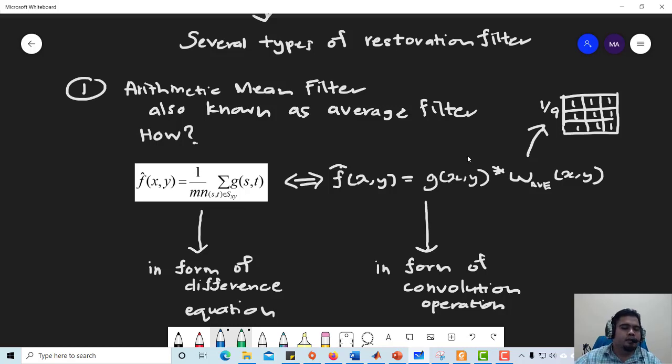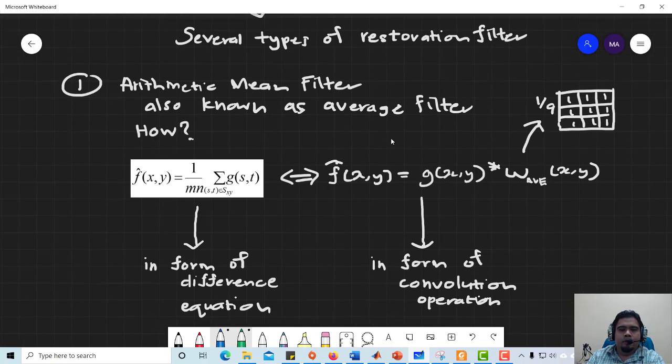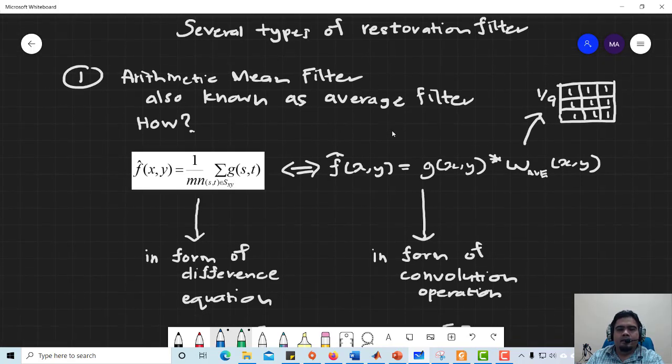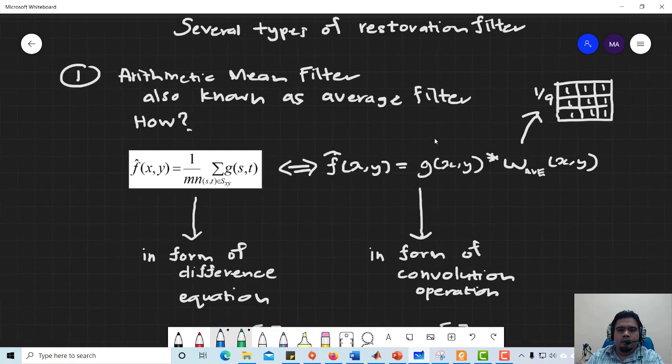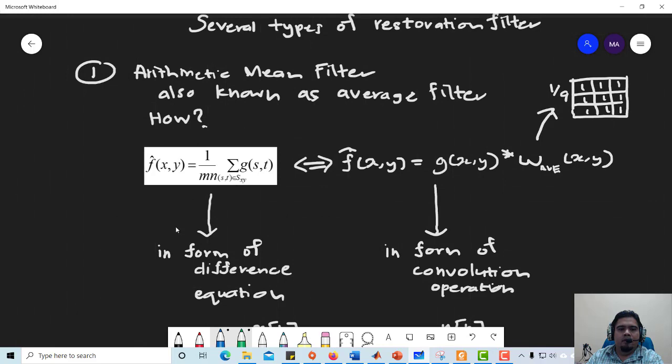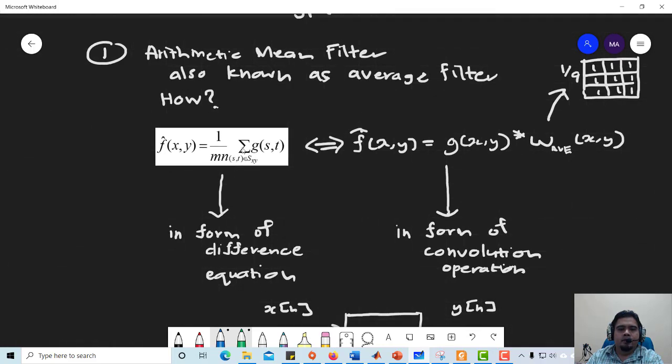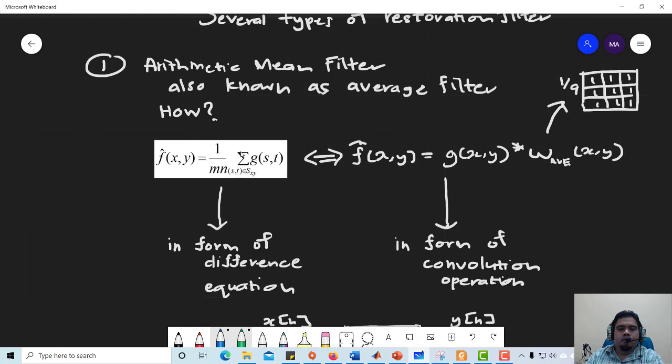And the question is, how are these two things similar? Okay, if you remember, when you learned digital signal processing or biomedical signal processing, you deal with one-dimensional digital signals, and there are two terms there. Actually, if you talk about one system, you can represent the system in form of a convolution operation like this, and you can also represent the system in form of what we call a difference equation. Okay, difference equation. What is a difference equation?